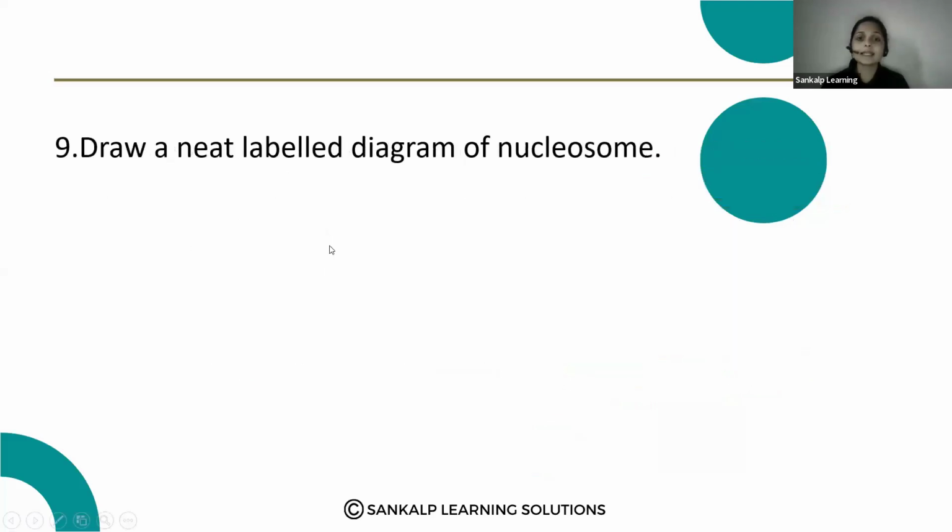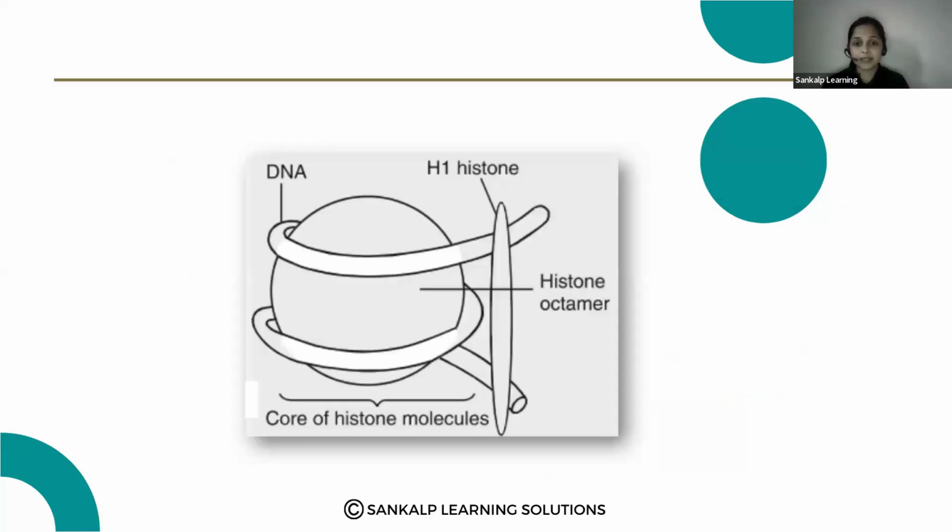Draw a neat labelled diagram of a nucleosome. This question is also a repeated question. This is the structure of the nucleosome, where histone proteins are there, and the DNA is wrapped around the histone octamer. So that is a nucleosome, a very important diagram, and practice the labelings also.